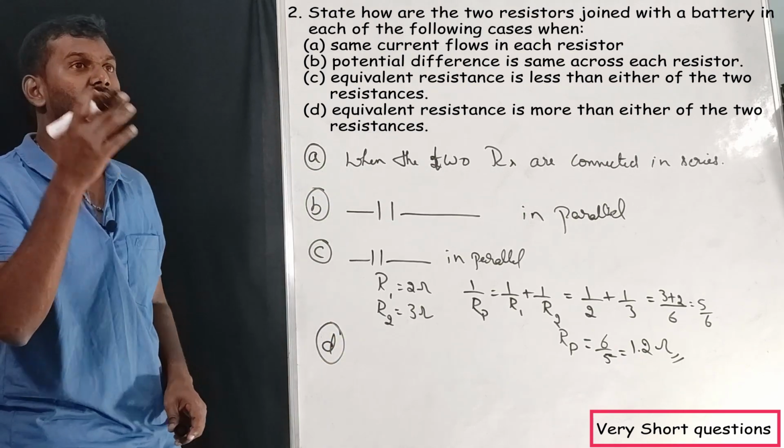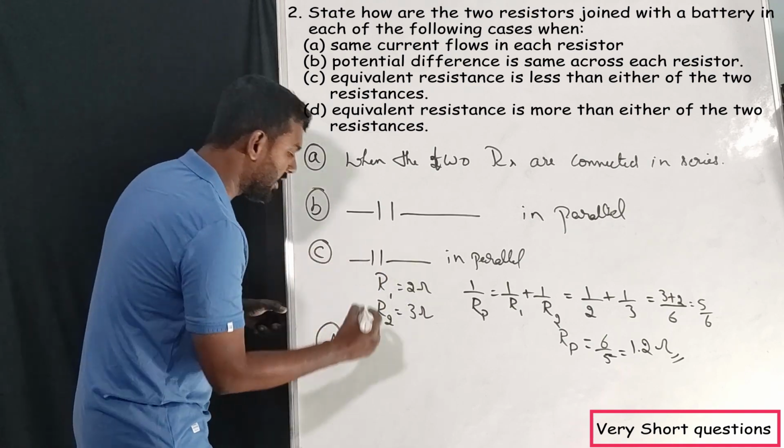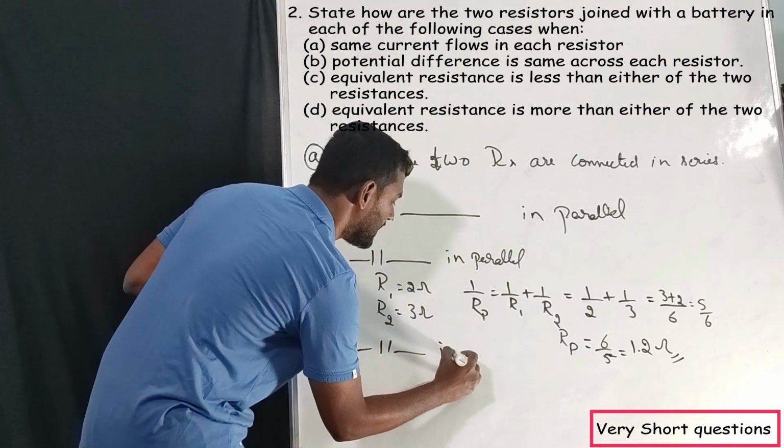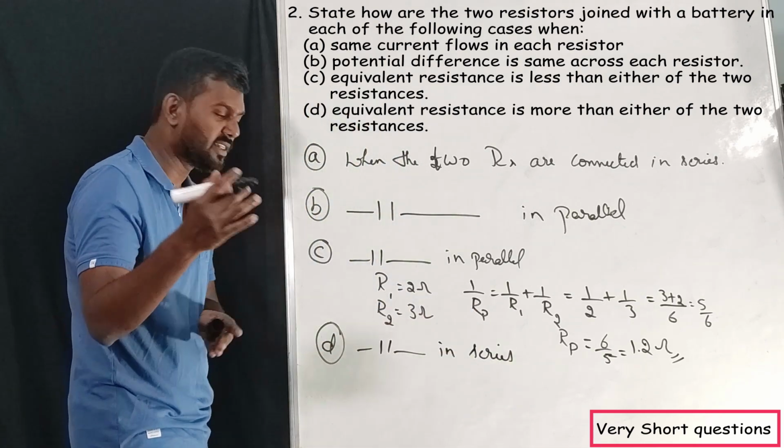Okay. Equivalent resistance is more than either of the two resistors. So, when is that possible? When the two resistors are connected in series. This is the answer for the final one. Proof is not required in the exam.